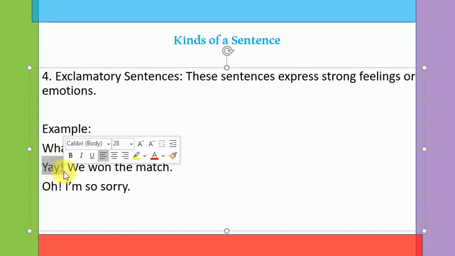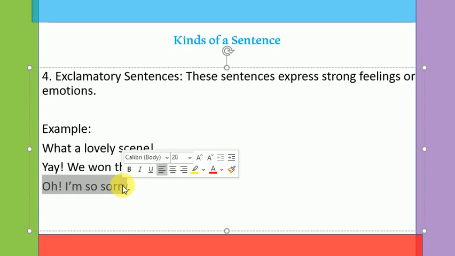Next is, "Yay, we won the match!" Now, whenever you are excited about something that you've done, for example, many people are excited and happy and joyful whenever they win a match against someone. So they usually express "yay," and after that they put an exclamation mark to express their joy. So it is an example of an exclamatory sentence.